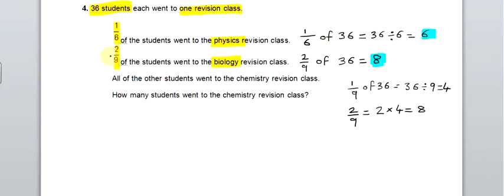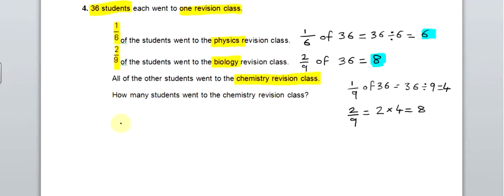Now, notice I still haven't actually read what the question's asking. These are just the obvious things to do. It says all of the other students went to the chemistry revision class. How many students went to the chemistry revision class?